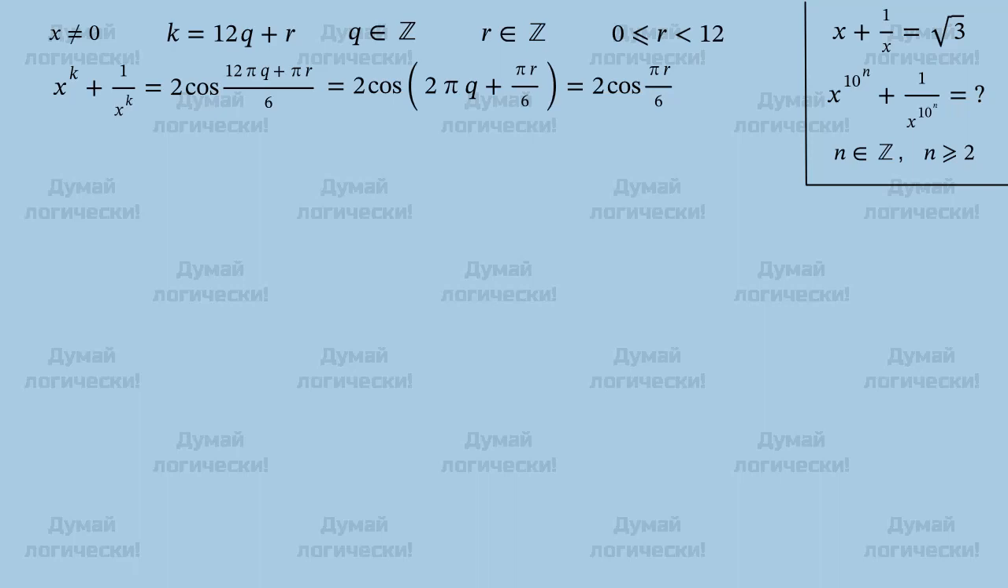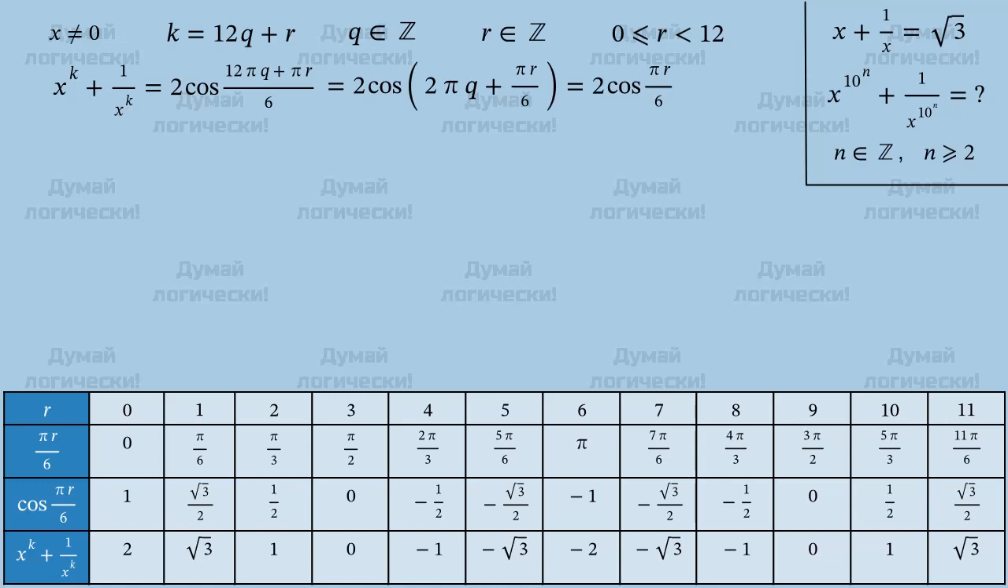Since there are only 12 possible values of the remainder, we can draw a table listing all values of x to the power of k plus 1 over x to the power of k, corresponding to each possible remainder. However, this table isn't really needed for solving the problem. Try to complete the solution on your own.